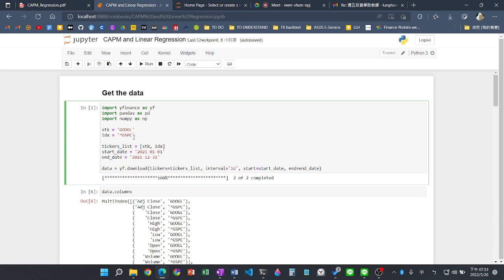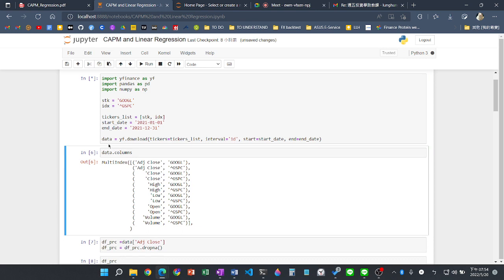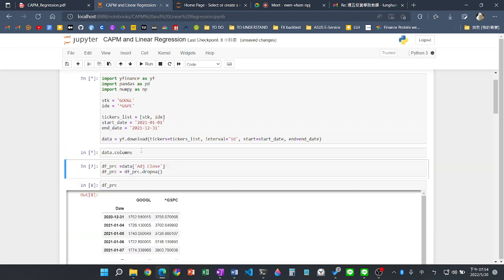I will just quickly take a look. GSPC. Yeah, so GSPC is just the S&P 500 stock code. And let's say we want to get the data from January 2021 to the last day of 2021. And we just download the data here. And after we download the data, we have this data frame here.